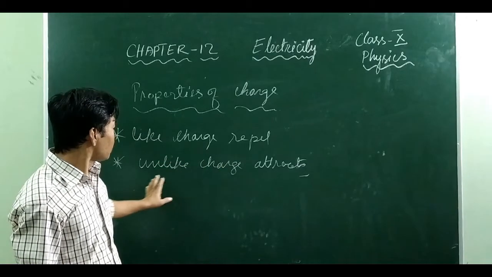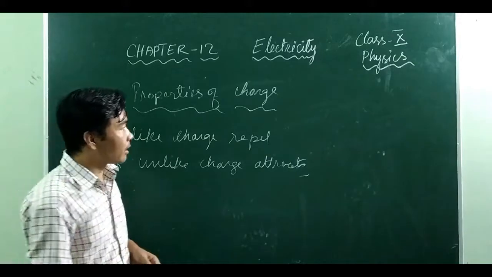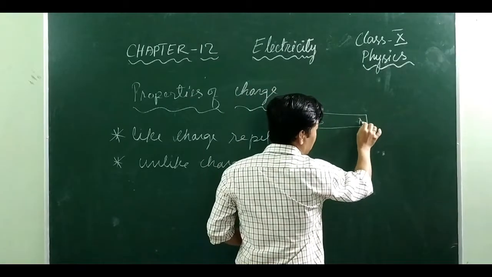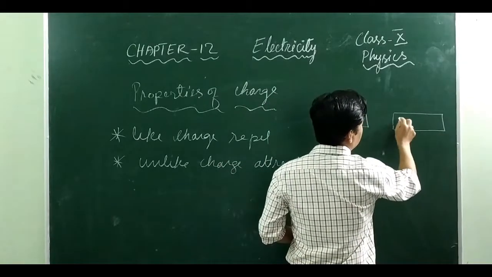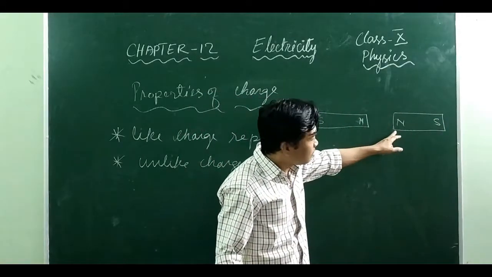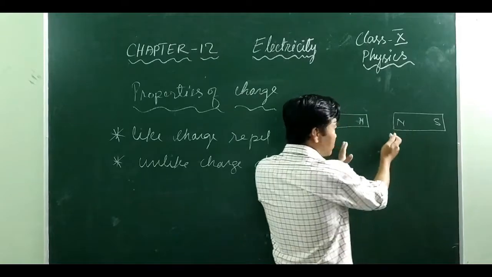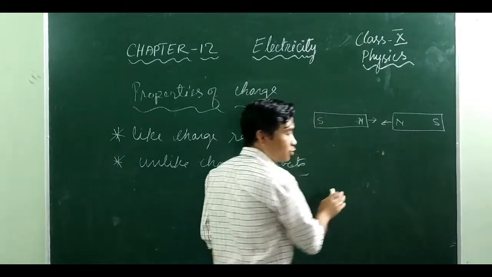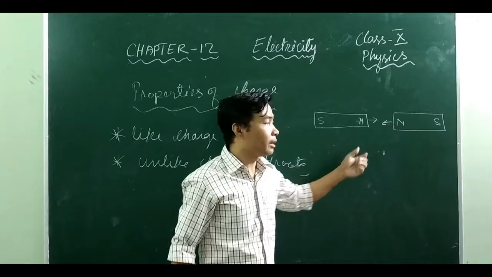Like charges repel, unlike charges attract. In the same way, if you take two magnets, here we have one magnet. A magnet has two poles, north pole and south pole. Here we have another magnet which has a north pole and a south pole. So what happens if you bring the same poles of these two magnets closer to one another? There is some force acting on this north pole and this north pole, so they will push one another, which means repel. So the same poles of the two magnets will repel.